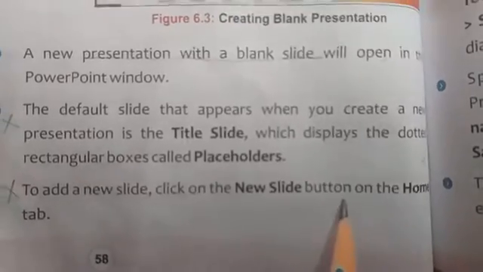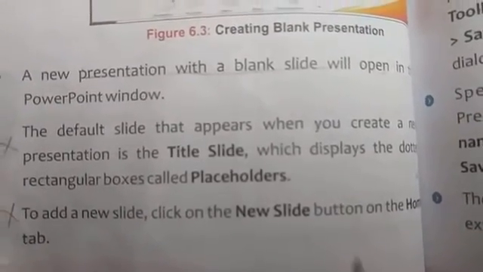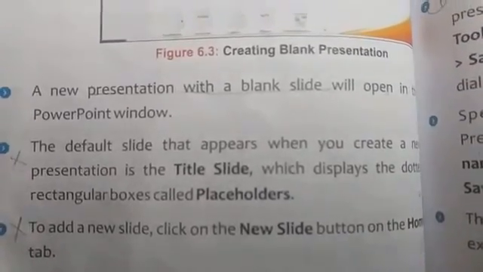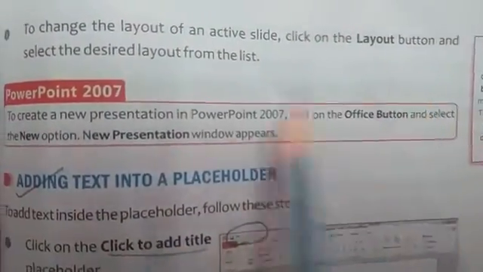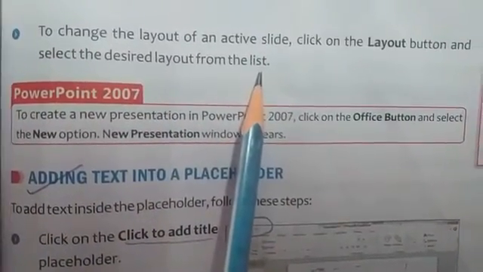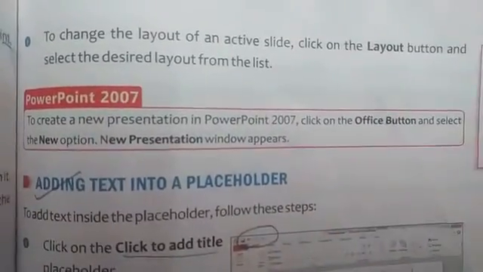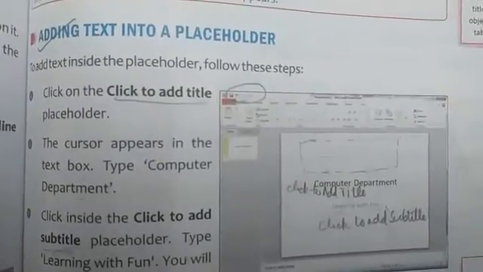Next is to add a new slide. Click on the New Slide button on the Home tab. Yes, if we want a new slide, we can choose the New Slide button from the Home tab. Next, to change the layout of an active slide, click on the Layout button and select the desired layout from the list. If we want to change the look of the slide, we can choose the Layout button.